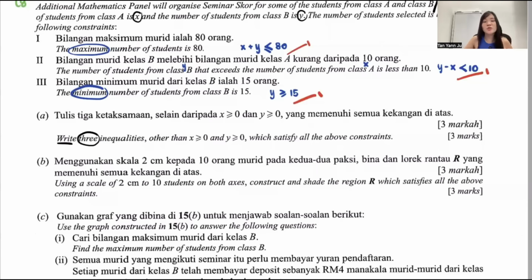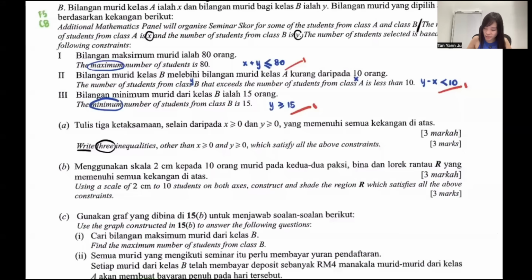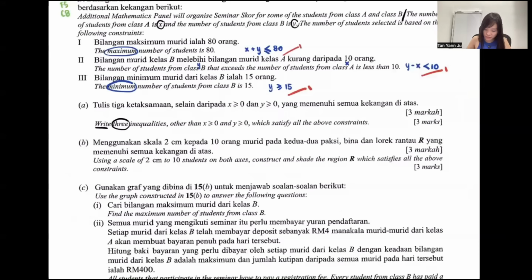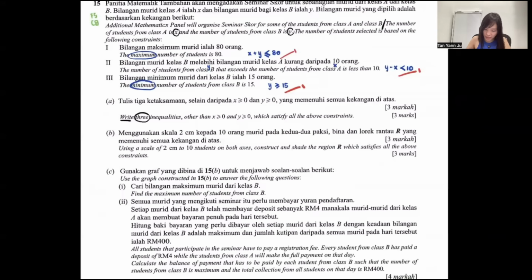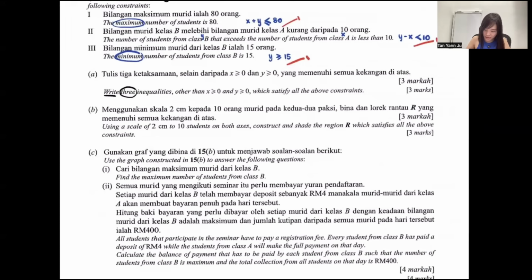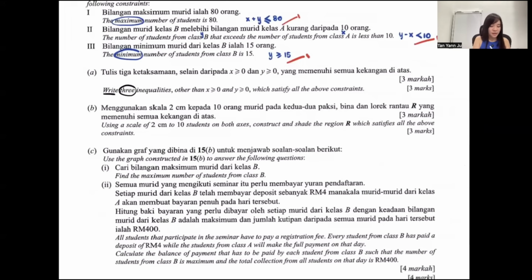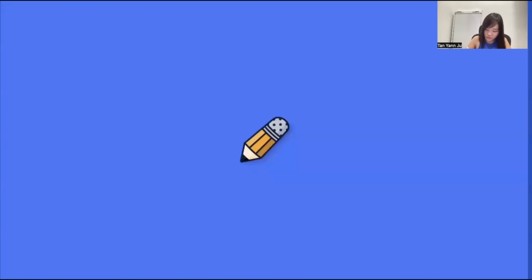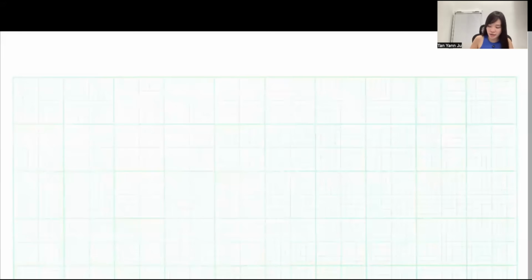Okay? After getting 3 marks, let's look at B. Using a scale. Yes, guys, time to draw again. Wait, I make it like that. Okay. I take a picture again because I need to go to graph paper again. Where's my graph paper?